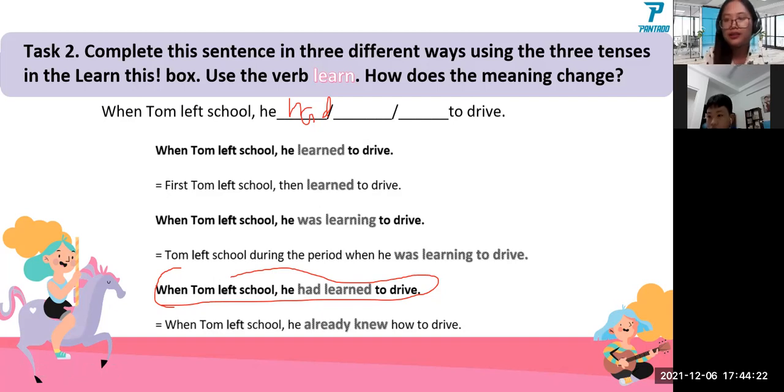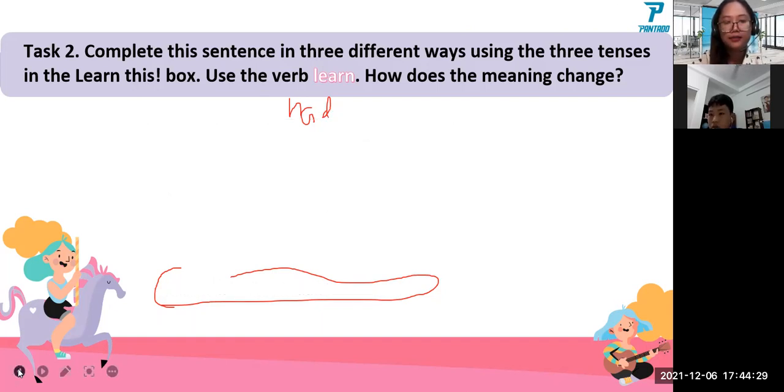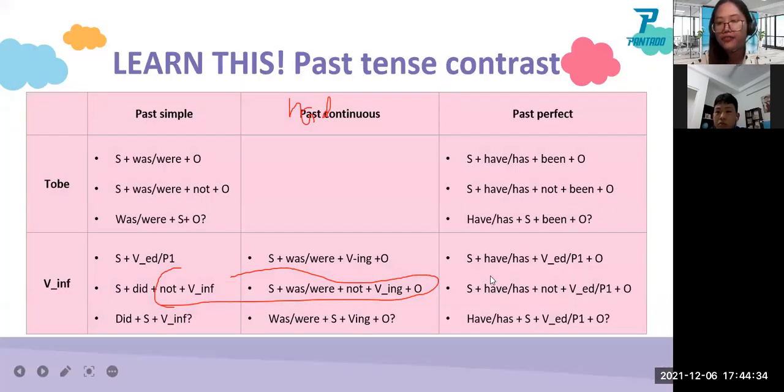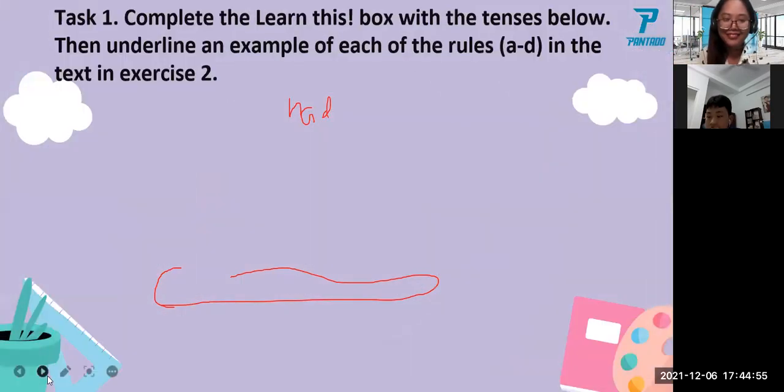Okay, just a minute. I can't undo it. Let's go back. What sentence is it? Have, had. It is past perfect. Yes, past perfect. Have, has. Remember, have, has, had for past perfect. Okay, Koa. Good job, Koa.